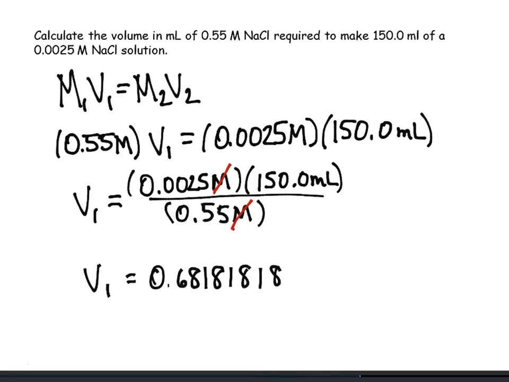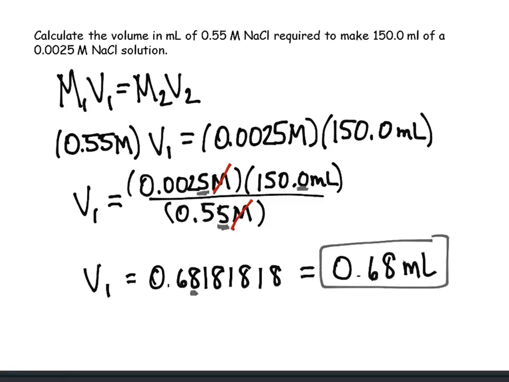And now we have 0.68181818, and that goes on and on forever. Significant figure-wise, looks like we have two significant figures in this number and two significant figures in 0.55. 150.0 has 4, which means that our final answer will just have 2. So it's going to be 0.68 milliliters. Now another good verification here is that the volume of the concentrated solution that we need should be much smaller than the total volume of our new diluted solution, right? This is the volume of stock solution that we need to remove in order to get our final solution. So that's my final answer.